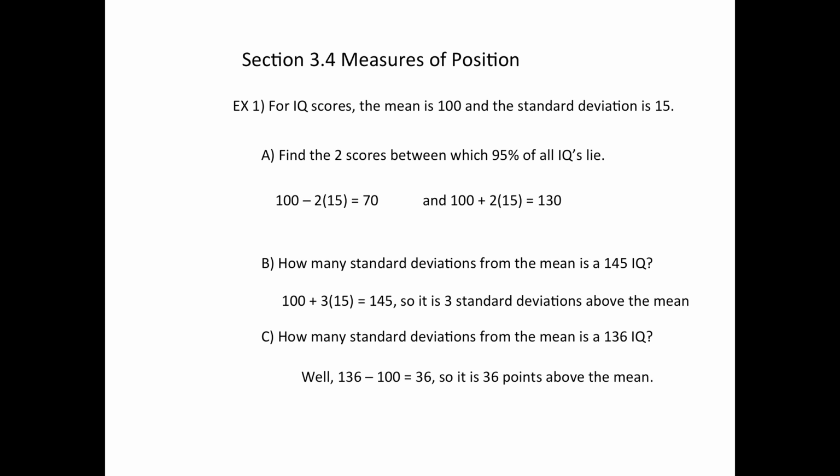Well, here's what we can do. Subtract from the mean. So 136 is 36 points above average. So 2 standard deviations would be 30. Or if you just divide those, 36 by 15, that gives you a 2.4. So a 136 is 2.4 standard deviations above the mean. And I know that it's above because this 2.4 is positive.